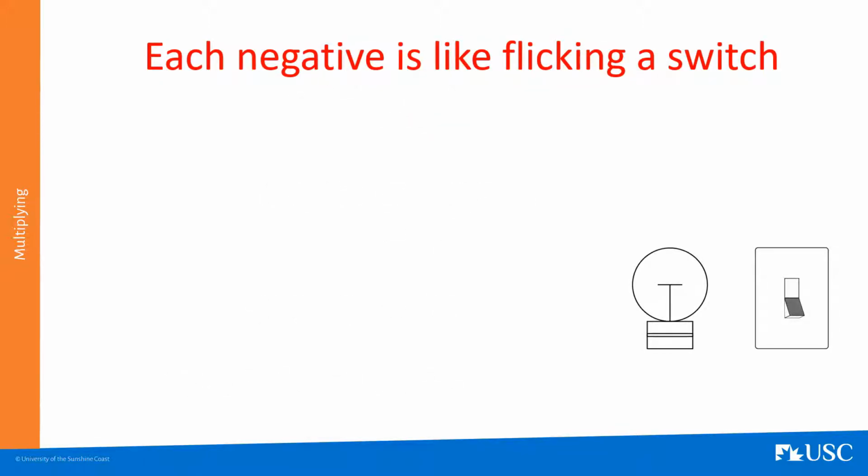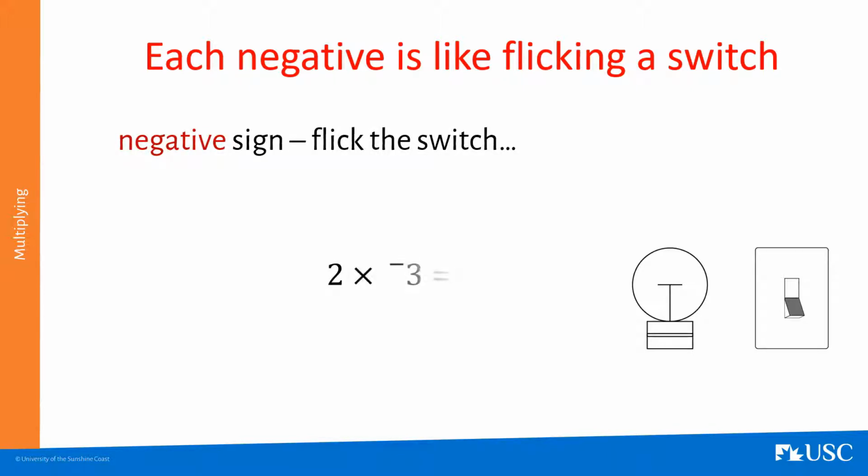Each negative sign we come across is like flicking a switch. Every time you see a negative sign, you flick the switch. So 2 times negative 3 is equal to 6 in size, and we have one negative sign, so we flick the switch and the light is on, so our answer is negative.